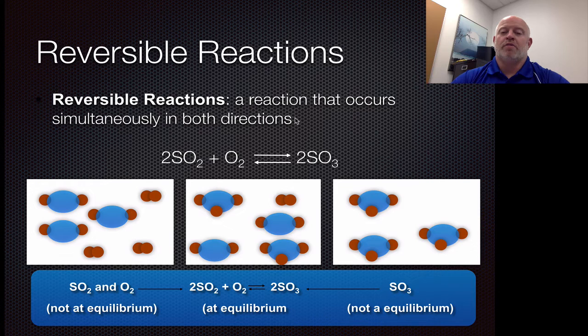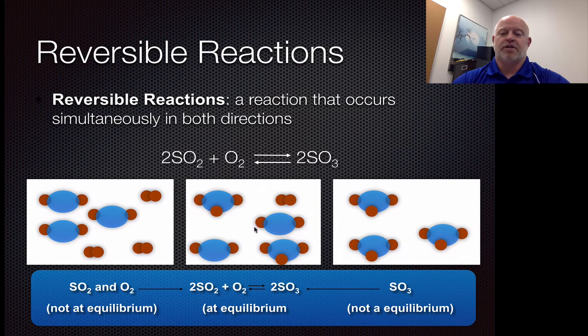What we say is that the reaction is going to run simultaneously in both directions. To indicate that both directional pathway, we have a double-headed arrow here. In this scenario, our sulfur dioxide gas and oxygen gas can react to make sulfur trioxide gas. However, sulfur trioxide gas can also break apart and make these two things.